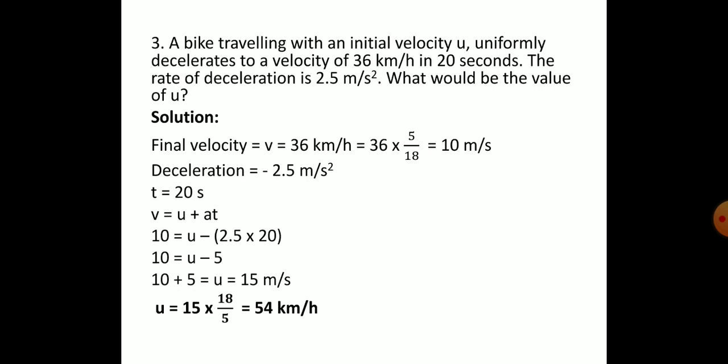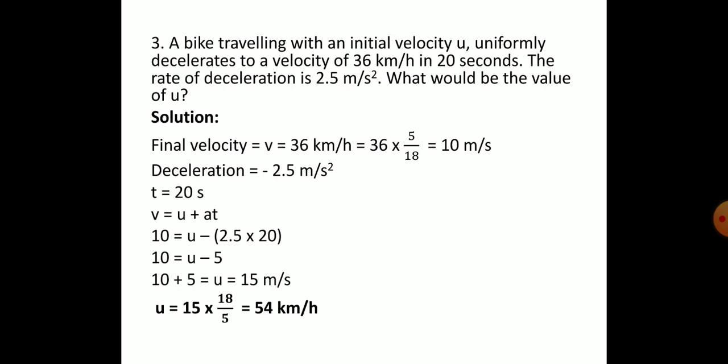So what is V? V is equal to u plus at, that is 10 is equal to u minus 2.5 into 20. Now how did I get that minus? I took the minus from the deceleration. So 10 is equal to u minus 5. Why 5? 2.5 into 20 will give me 50. So I move this minus 5 to the left hand side, so that will become 10 plus 5 is equal to u, which is equal to 15 meter per second. Now I have to convert that into kilometer per hour, so I multiply by 18 by 5, so that will become 54 kilometer per hour.